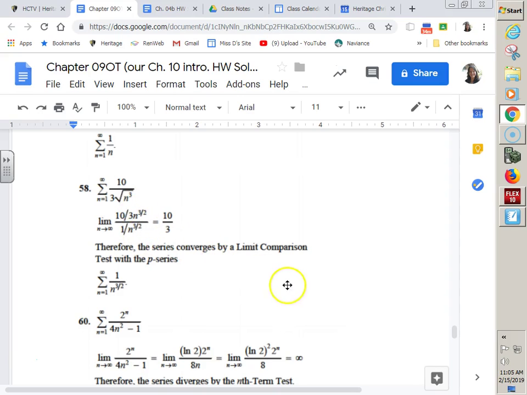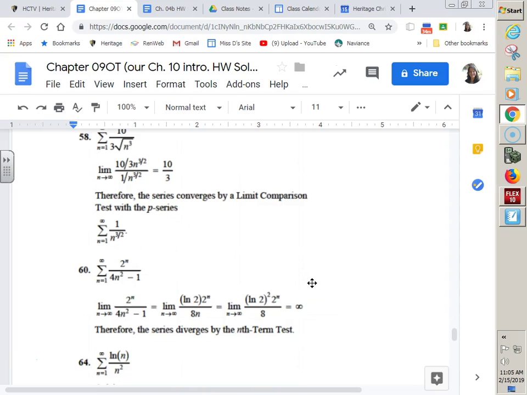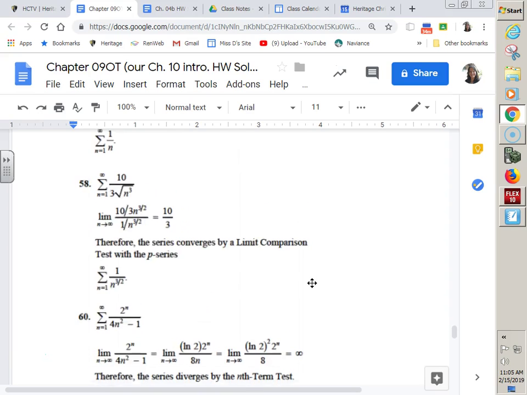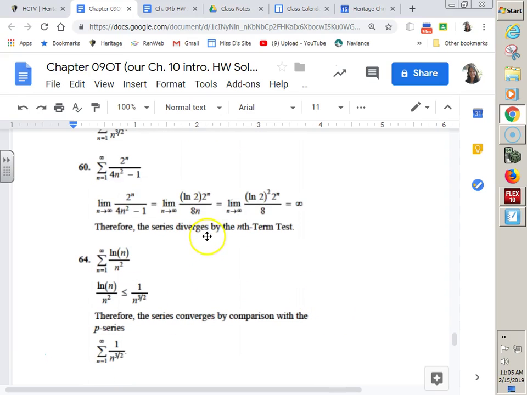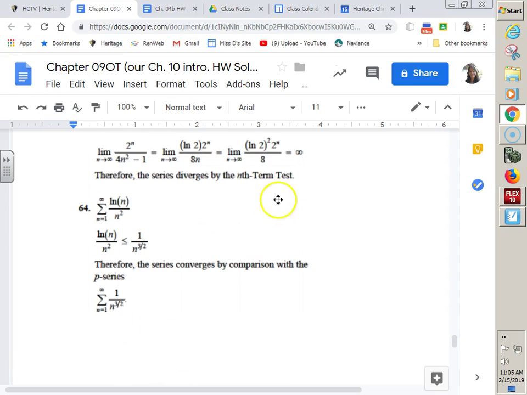Limit comparison test with number 58 also. Remember, just because they do one test doesn't mean you can't be doing another one, but that's interesting that we haven't even seen ratio or root. Interesting. Diverges by the nth term test because the limit goes to infinity, which is always a good one to start with, but just remember, if the limit goes to 0, you guys have been checking out your quiz corrections, haven't you? Ooh, that due date is not on the calendar.